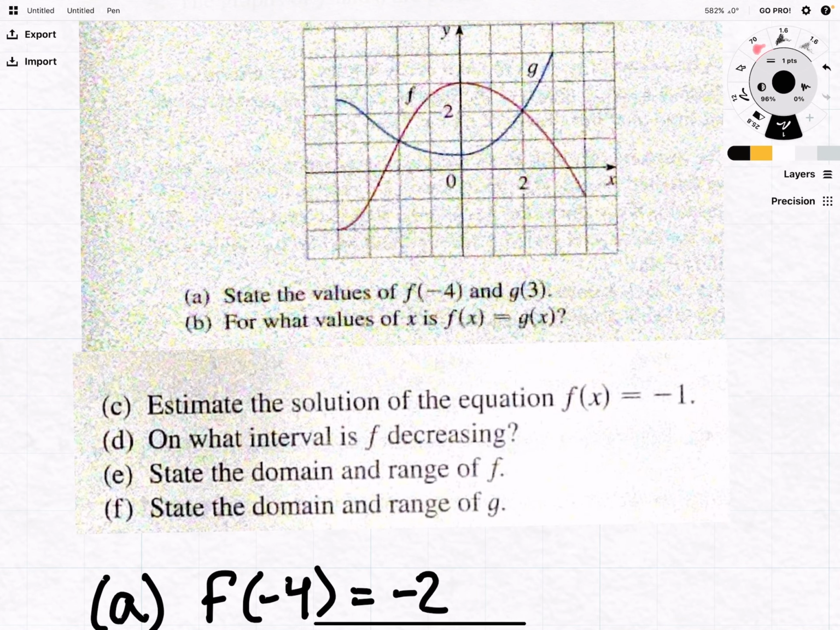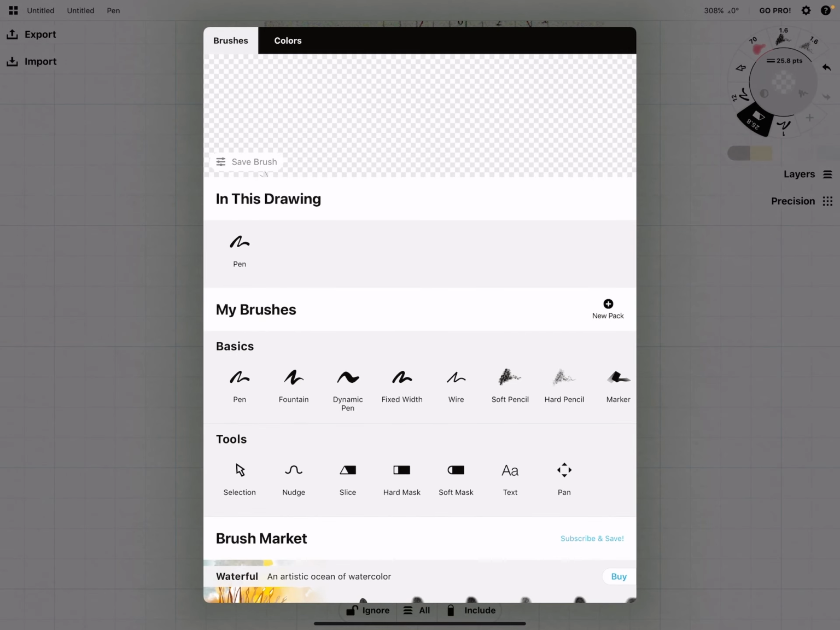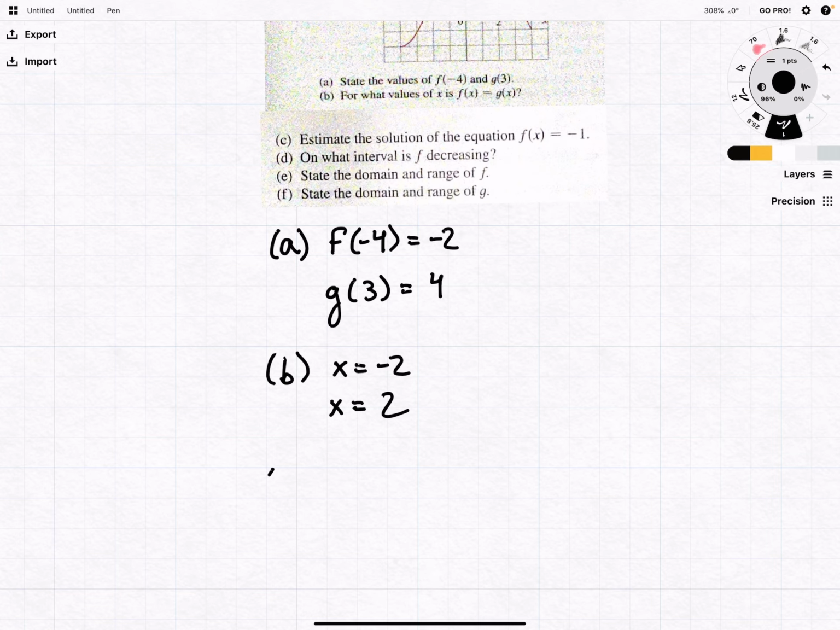So for the function f, that's this red one right here, they're asking the x value at negative 1. Looks like it's negative 1, 2, 3. So we'll go ahead and put negative 3 for that one. Part C. X equals negative 3. Part D.